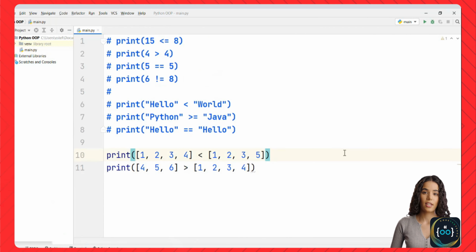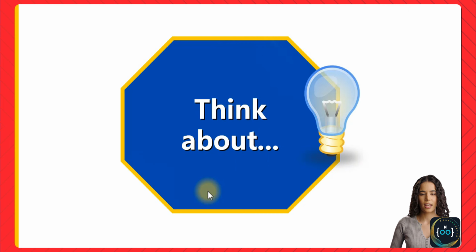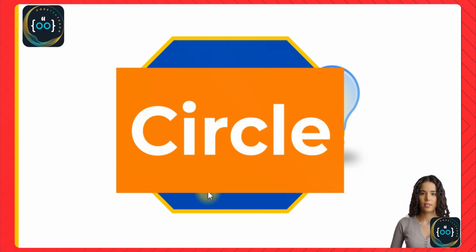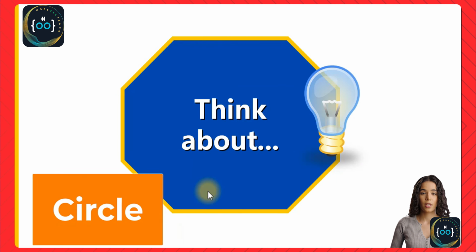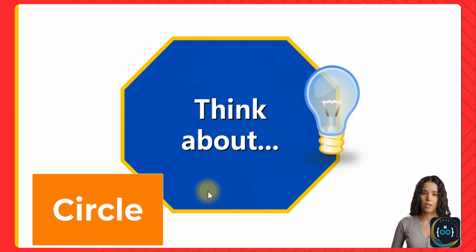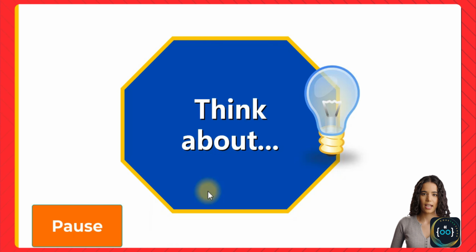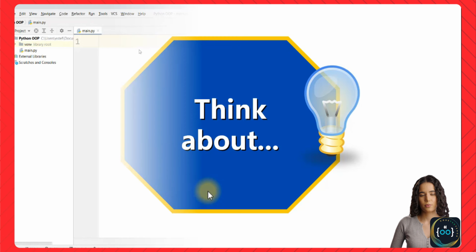So let's start working on our custom class. Think about how you would implement a circle class with rich comparison methods. We will have circles with a radius and a color. How can you determine if a circle is less than another circle, or equal to another circle, or greater than or equal to another circle? That is what we are going to define in our circle class. So take a moment to think about this, pause the video for a moment, and then come back so we can start working on the code.